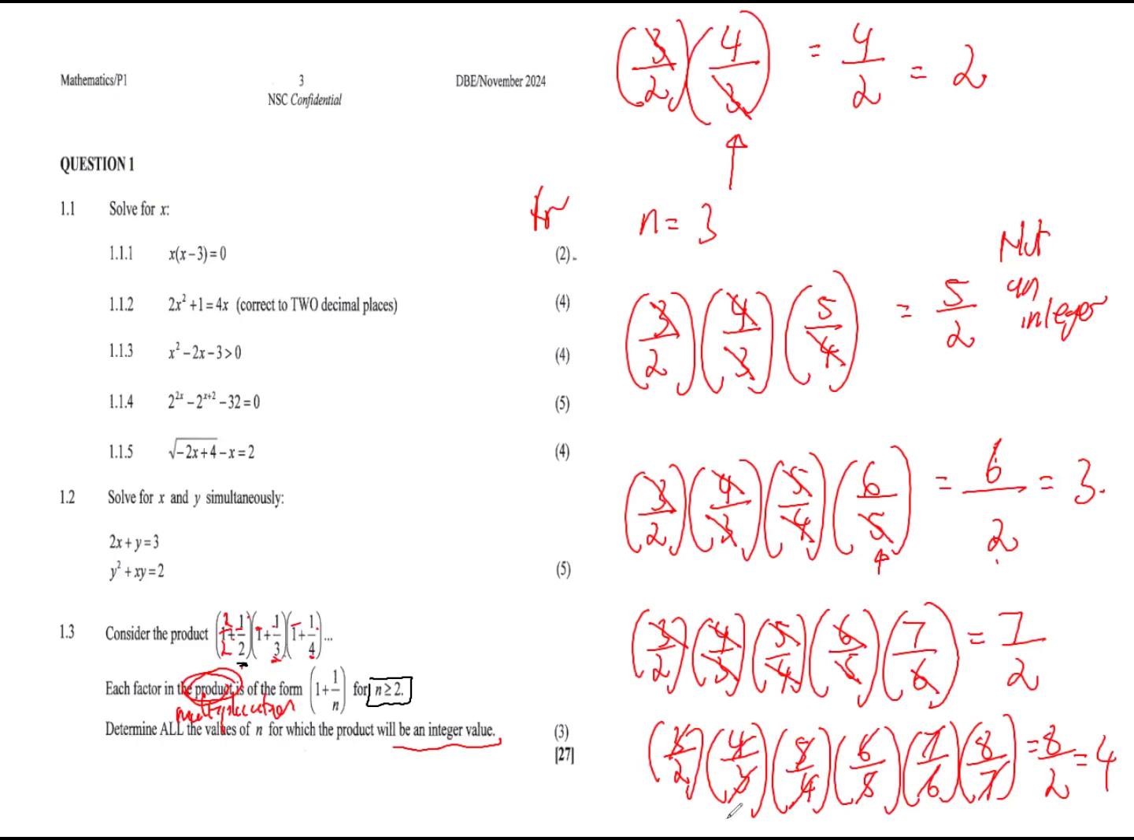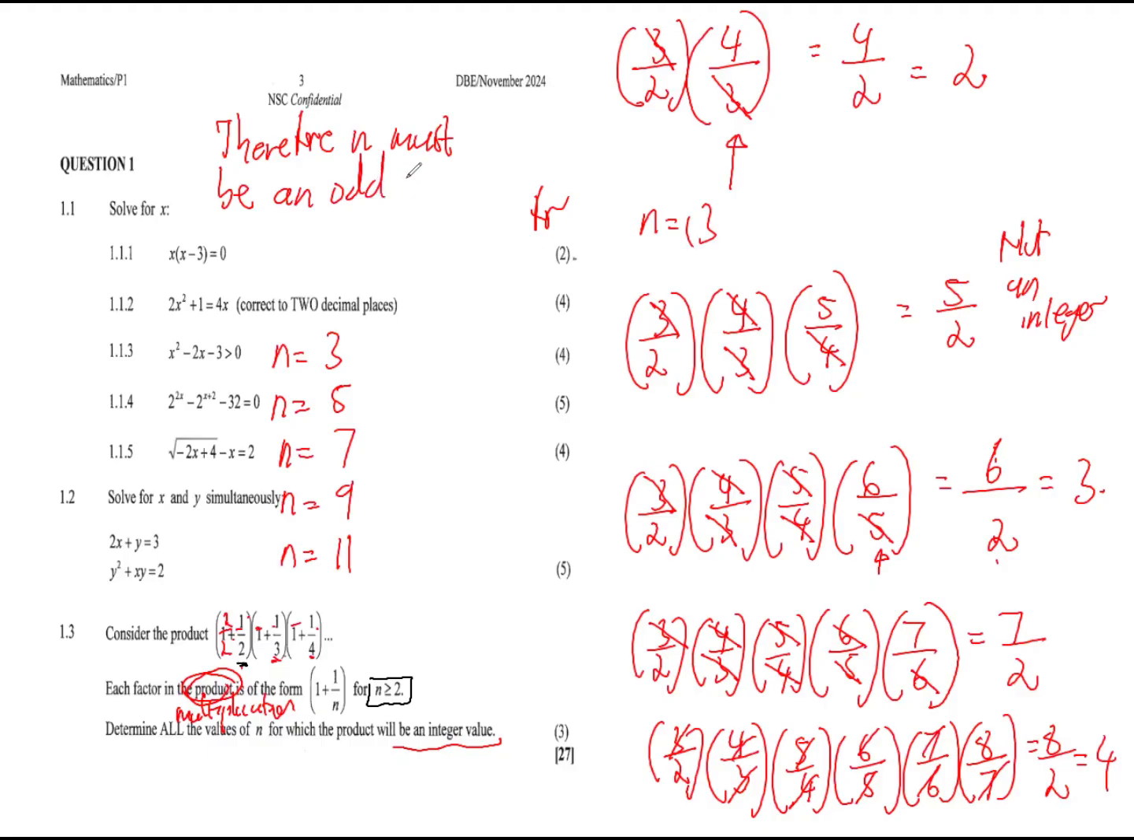4. So basically what we are seeing here is that every time our n is an odd number, so when our n is 3, our n is 5, our n is 7, again, it will happen when our n is 9, our n is 11. So every time our n value is an odd number, that's when we have an integer value for the product, right? That's where we have an integer value when we multiply that product. So in this case, therefore, n must be odd. Must be an odd number.